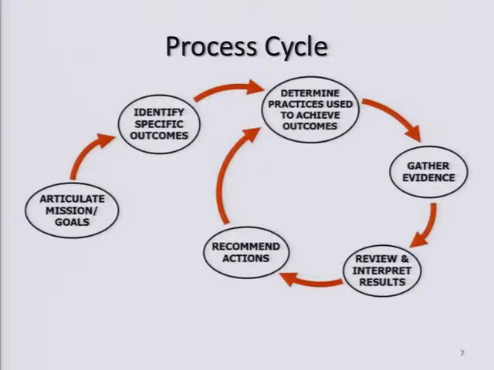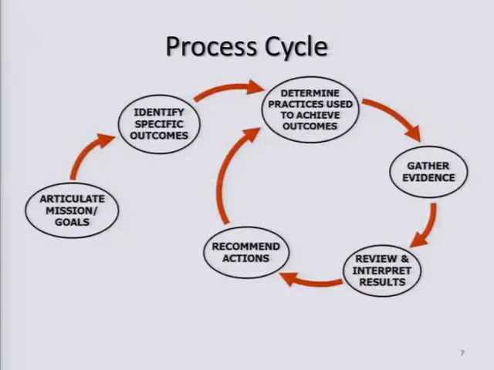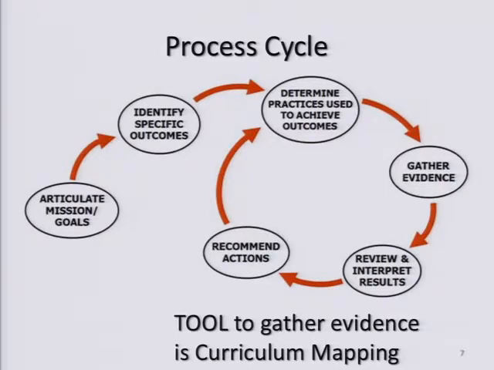Once we do that, we enter into a process. This process first asks the question, what are the things that we want to do to achieve the outcomes that we have determined? Then we gather the evidence as to whether or not we're moving towards achieving that. Then we review and interpret results, recommend actions, and cycle back to see if we increase how we change within this process cycle. So we have to have a tool that collects the evidence.